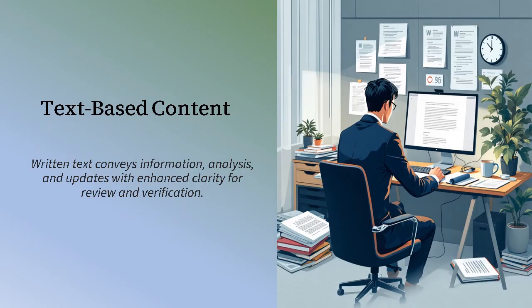What are the main characteristics of a print digital media report? The first characteristic is text-based content. The report uses written text to convey information, analysis, or updates, which enhances clarity and permits readers to review and verify the content. Basically, the first characteristic of a print report is that it is written. It relies on text.